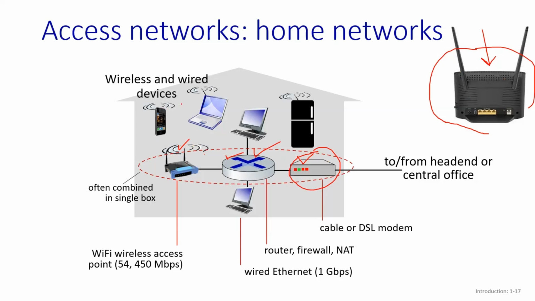Okay, so wireless and wired devices. This computer over here may be connected through Ethernet. You can see these Ethernet ports over here. So you can connect your computer or laptop using wired Ethernet cables, or you can connect your laptop, your smart fridge, your smartphones, using the wireless access point.